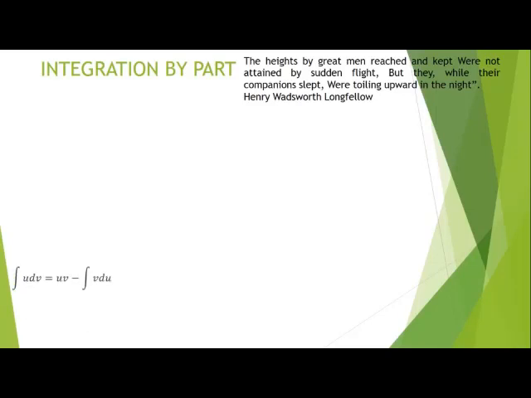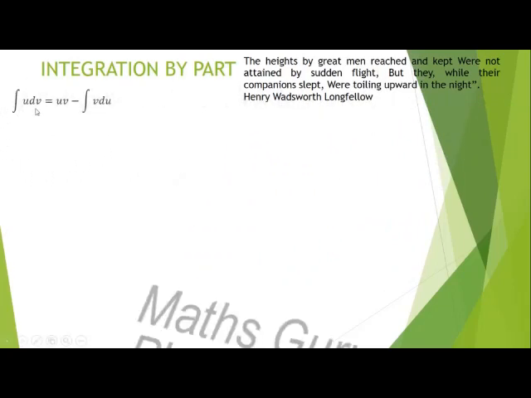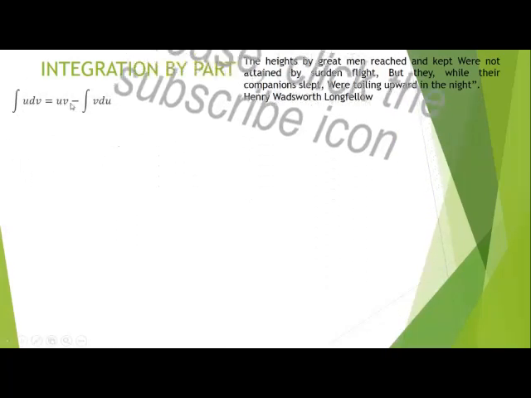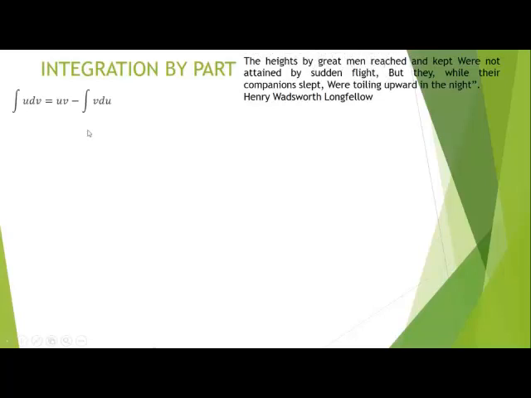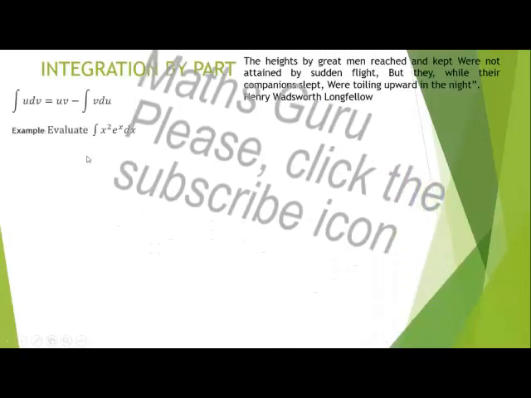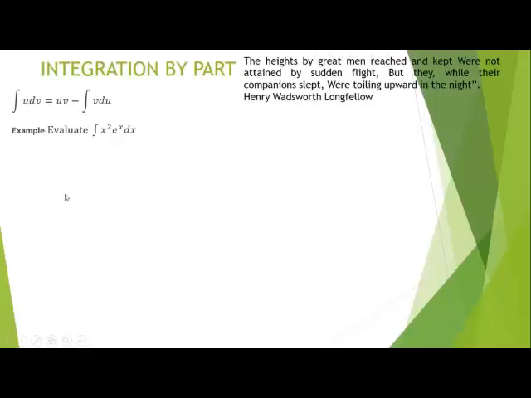So come along. Now, as a means of revision, let's look at the previous method that we'll be familiar with. Integral of u dv equals uv minus integral of v du. So let's take this example so that we can recall this particular method. We have to evaluate the integral of x squared e raised to x dx.